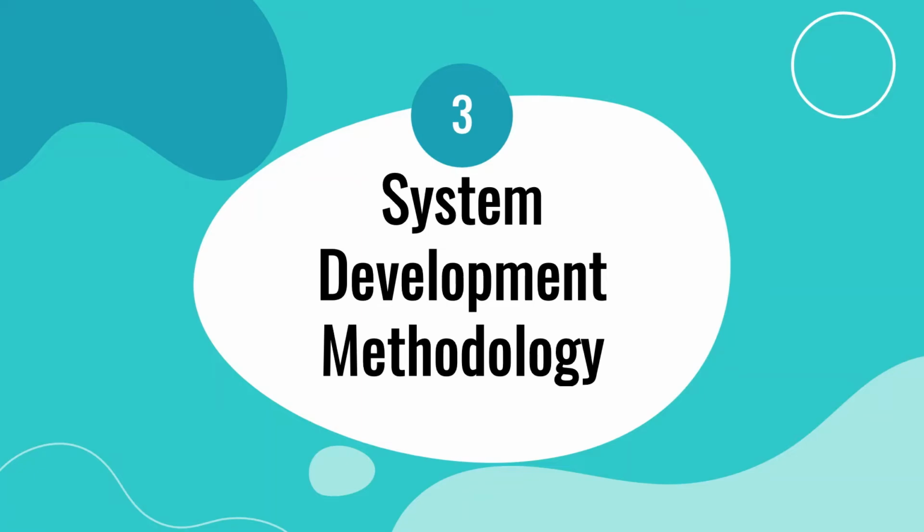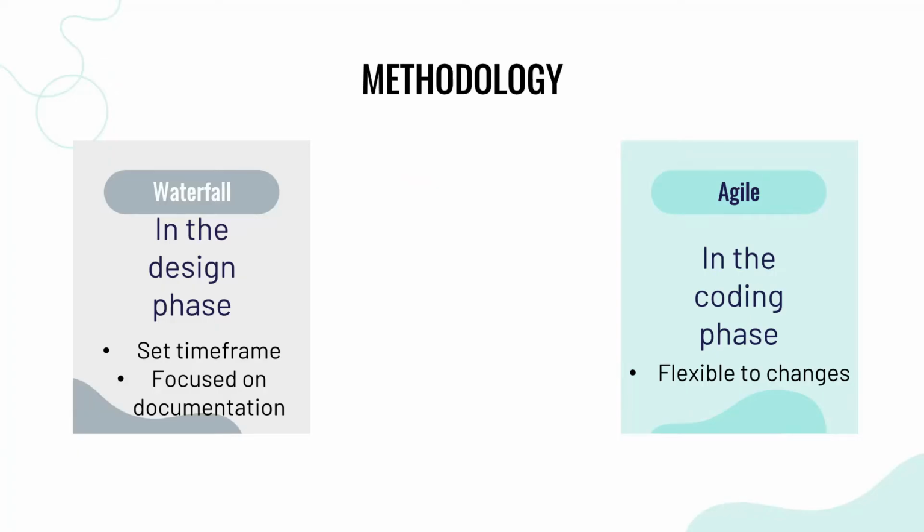Next is the system development methodology. The methodology used for the system development is waterfall and agile. The reason that the waterfall methodology is used in PSM1 is because there is a set time frame and it is more focused on documentation, while the agile methodology is used in development phases as it is more flexible to changes made due to changes in the business process or so on.